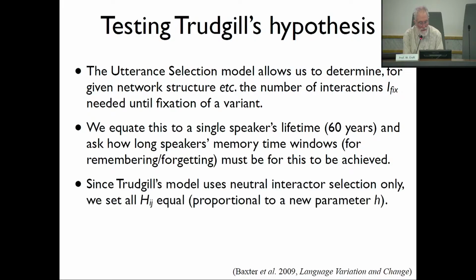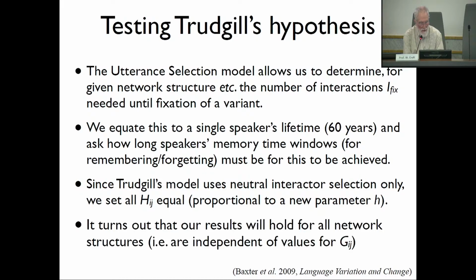Since Trudgill's model uses neutral interactor selection only, we set that h_ij probability equal and made it proportional to a new parameter, lowercase h. Now, it turns out the results that they drew, this is one of these cases I mentioned, will hold for all different network structures. So ones where everybody talks to everybody else, and ones where people are much more selective about who they talk to. So they're independent of those values of G. Well, that was helpful because then we didn't have to worry about G.